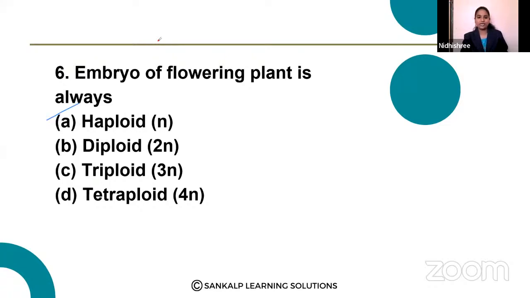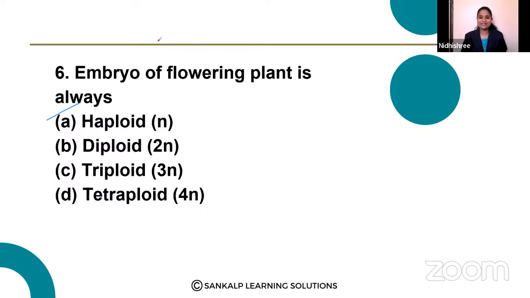When there is a fusion of male gamete with the female gamete, zygote is formed. Zygote develops into an embryo. Andre embryo should be.